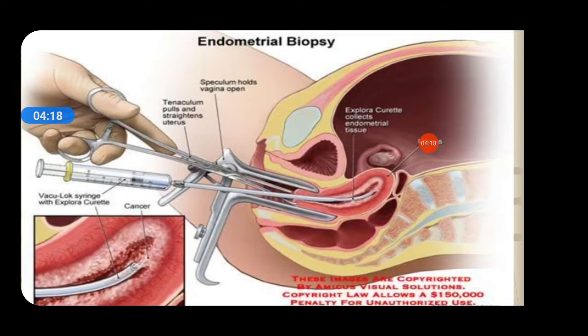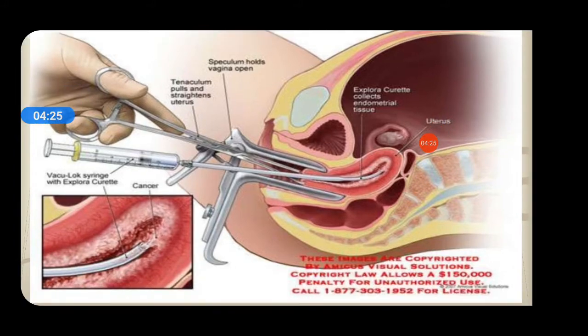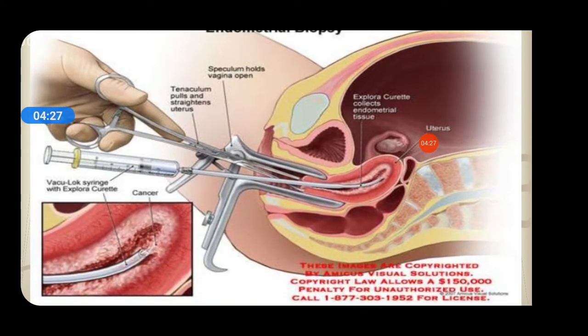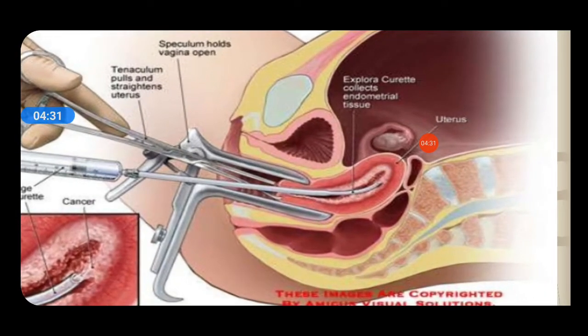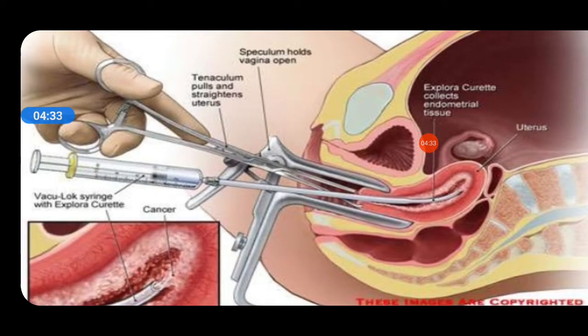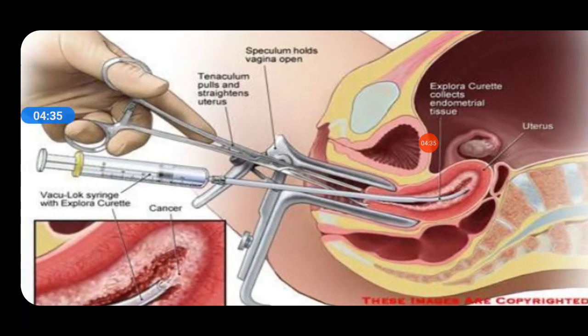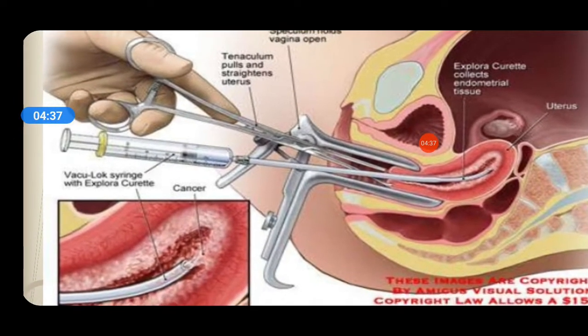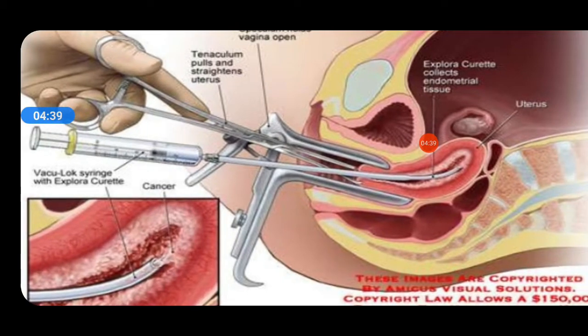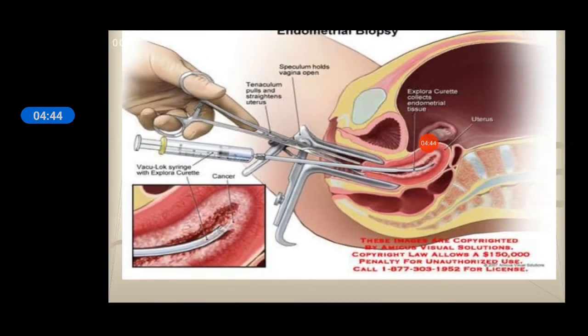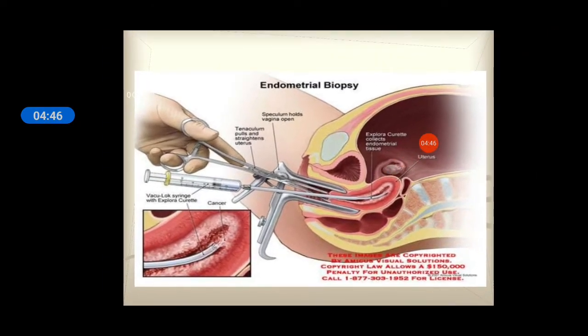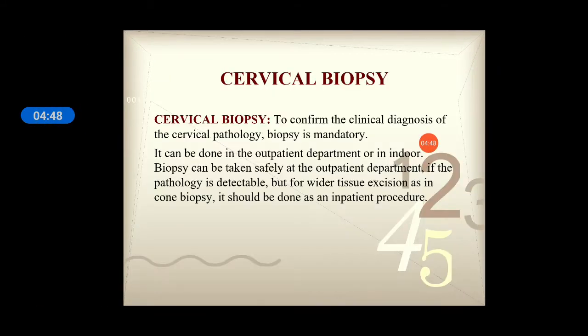First inserting the Cusco speculum, then retracting the upper lip of the cervix with the help of a volsellum, and then slowly inserting the cannula attached to a syringe. Here the Pipelle is attached, or a plastic cannula is attached to a syringe, and a vacuum is created. With this suction, you can collect the sample of the endometrium. This is called endometrial sampling or biopsy.